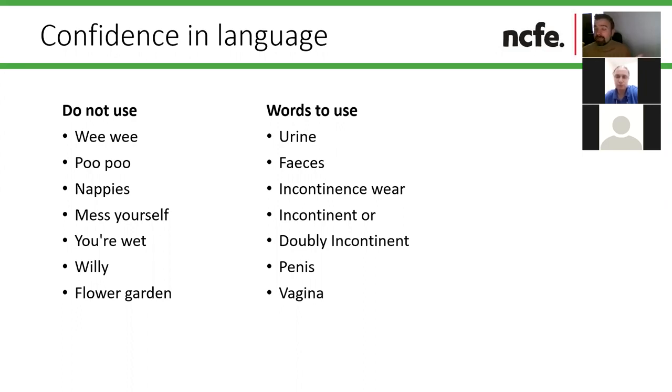So we're going to start on something very basic, and it's basic language around continence and continence management. And that's because we can use some really poor choice words when we're providing intimate or personal care. So obviously banned words are wee-wee, it's urine. We don't do poo-poo, it's feces. We don't do nappies, we call it incontinence wear. We don't say you've messed yourself, it's you're incontinent or you're doubly incontinent. We don't call it a willy, we call it a penis. And we don't call them the flower gardens, we call them vaginas.